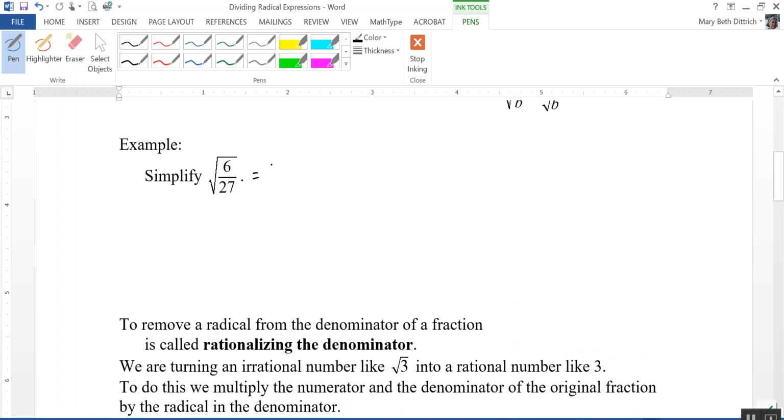So using the quotient property, I can rewrite that as the square root of 6 over the square root of 27. And then using the product property that we saw in the last video, I can rewrite the radicand as the product of its factors. And since I have a perfect square factor of 9 with the square root of 27, I'm going to write that. So here I have square root of 2 times the square root of 3 over the square root of 9 times the square root of 3. The square roots of 3 cancel. And on the top I have a square root of 2, and on the bottom the square root of 9 is 3.